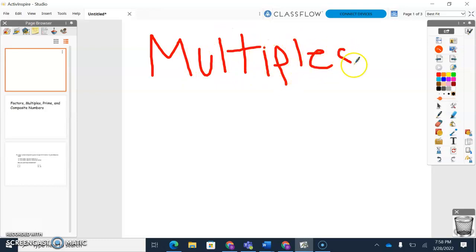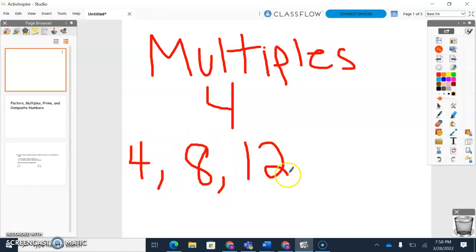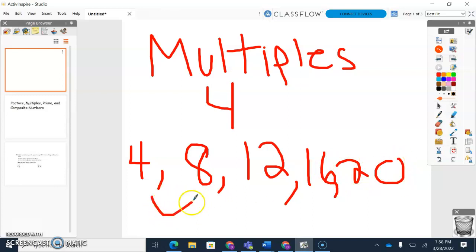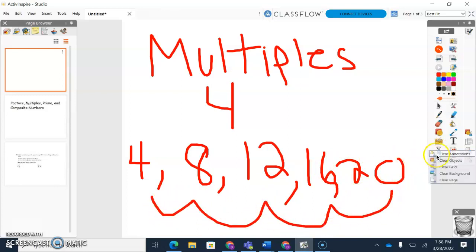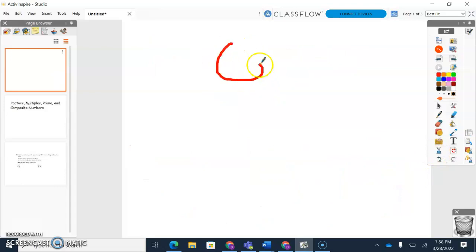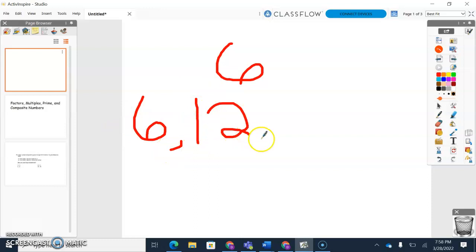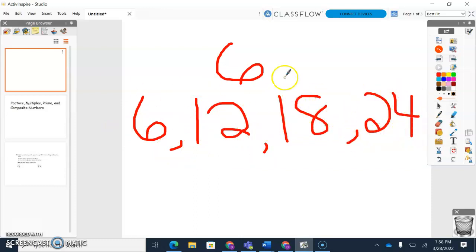Now, multiples are when you're skip counting, all right? So say, what are my multiples of 4? You're not thinking of 1 times 4 and 2 times 2. You're thinking of 4, 8, 12. What's after 12? 16, good, 20. So these are multiples of 4. You're skip counting. So if I say, what are my multiples of 6? You're thinking 6, start with 6. You always start with the first one. 12, 18, 24. These are multiples, all right?